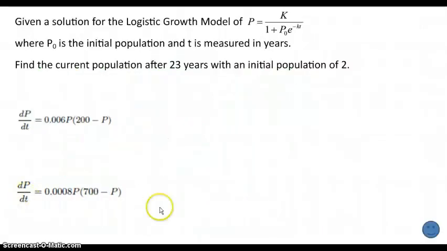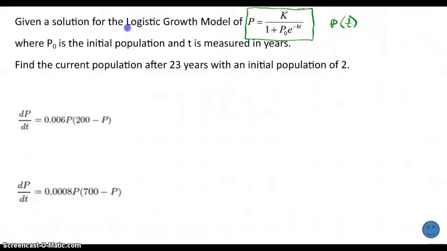Okay, and we'll work one final example here, which is a little bit different. Given a solution for the logistic growth model of P equals K, the carrying capacity, over the quantity 1 plus the initial population times e to the negative little k, and that little k is the same one that shows up in the logistic growth model, times t. Now, instead of us trying to separate and integrate and come up with the actual P of t population function, it's being given to us. So this is just formally given to us.